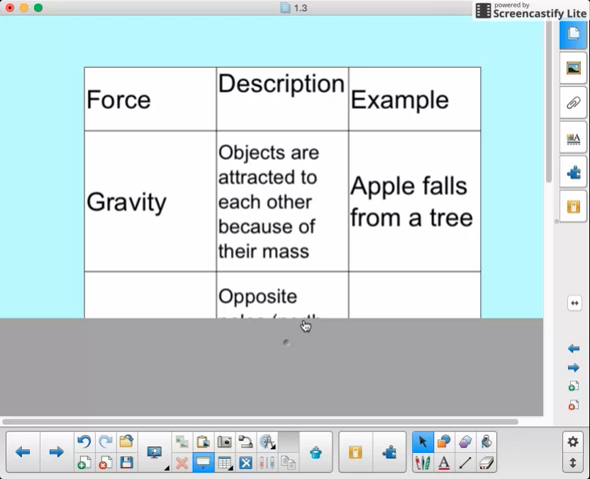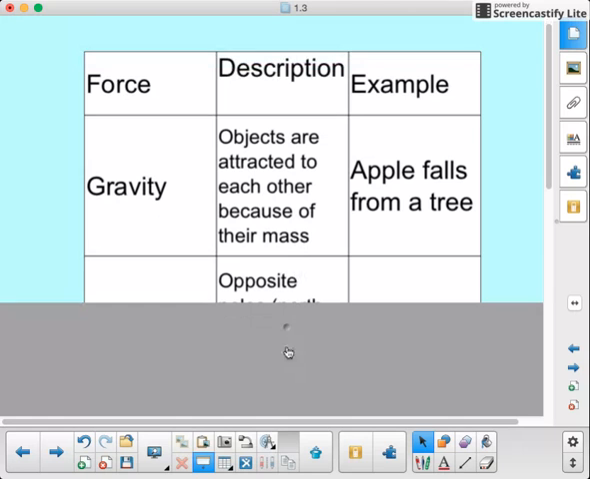One example is an apple falling from a tree. And I use that example because legend has it that Newton came up with the idea of gravity while sitting underneath an apple tree when an apple fell on his head. We don't actually know if that's where he got the idea, but we do know that Newton was the first person to come up with the idea of gravity.